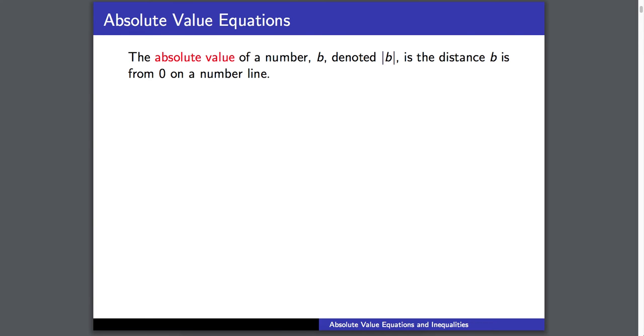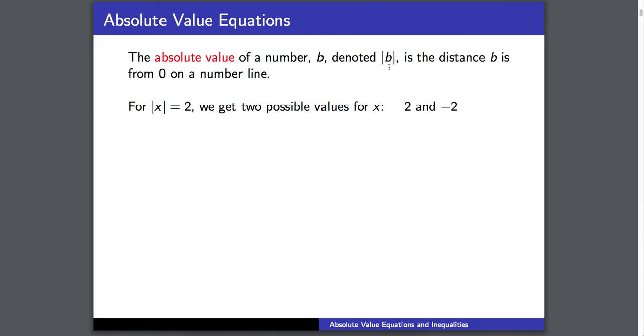So the absolute value of a number, for instance, the absolute value of a number b, denoted by that number surrounded by these absolute value bars, represents the distance that b is from 0 on a number line. So you may have been told in prior math courses that when you find the absolute value of a number, you just ignore the sign, and whatever that number is what you get. So for instance, the absolute value of 5 is 5, because 5 is 5 spaces away from 0. But the absolute value of negative 5 is also 5, because negative 5 is also 5 spaces away from 0. So it doesn't matter what direction you have to head to get to 0 on a number line. What matters is how many steps you take.